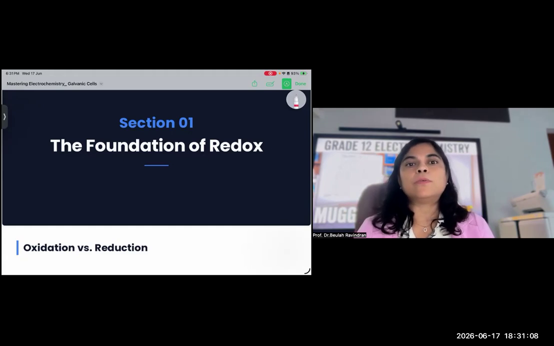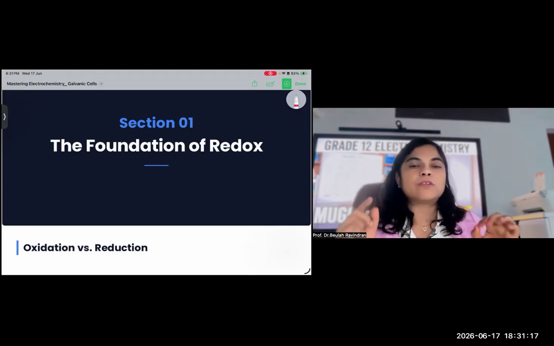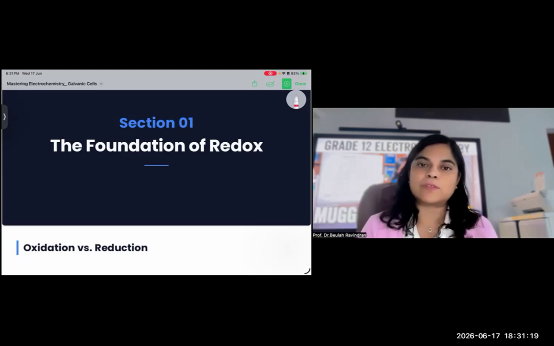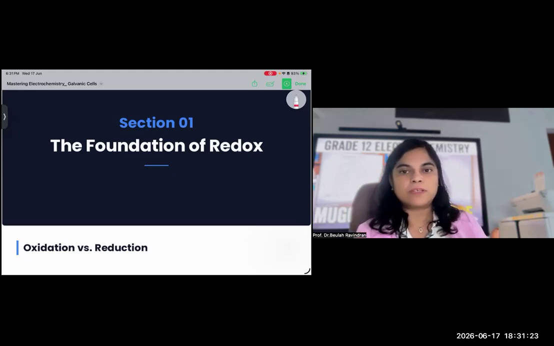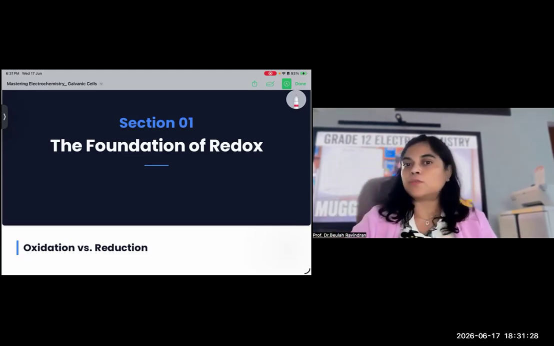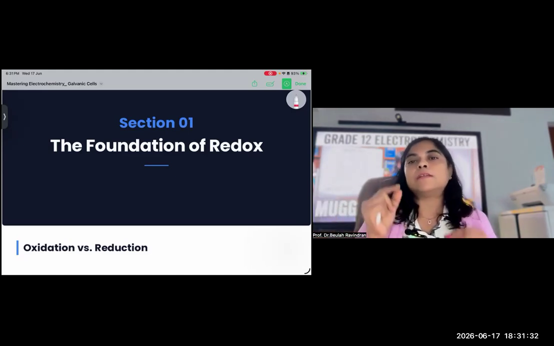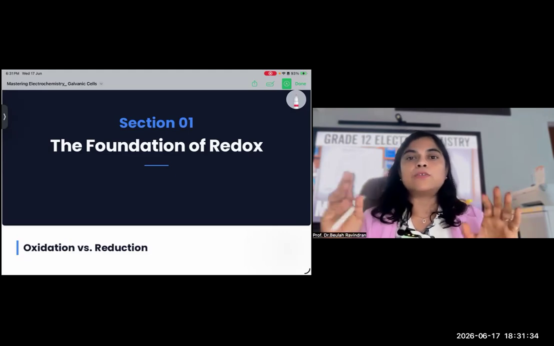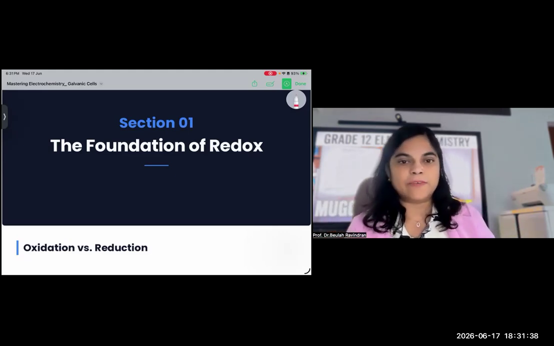If you drop a piece of solid zinc into a blue copper sulfate solution, a natural reaction happens. Zinc loses electrons, that's oxidation. Removal or losing of electrons refers to oxidation, and zinc dissolves into the solution. Meanwhile, copper ions in the solution grab those electrons, that is reduction, and deposit as solid copper metal. Reduction means addition of electrons. This you have already learnt in your grade 11.